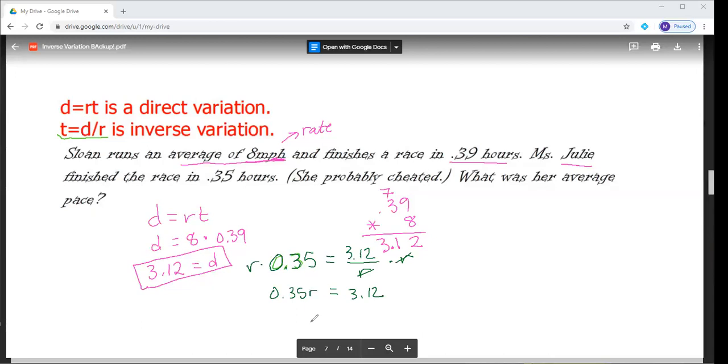Then we're going to divide by 0.35, and I have my rate. Do I want to do that on the calculator right now? No, I don't. So that's just an example of using direct variation and inverse variation in the real world.